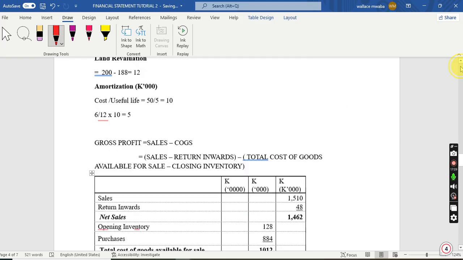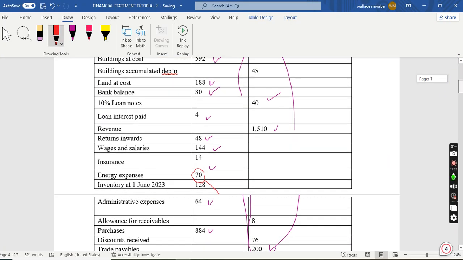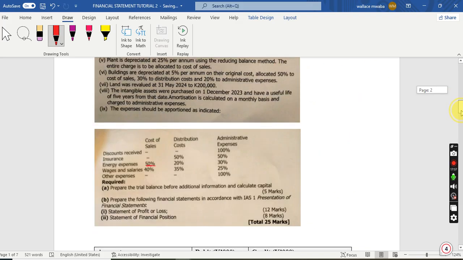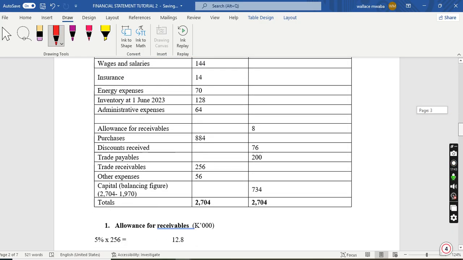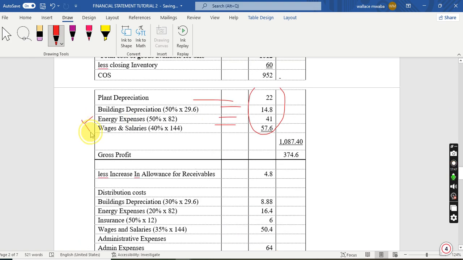Wages and salaries. Let's see. I don't think there was any adjustment for it. This 144,000, they told us 40% of it will be taken to cost of sales. So 40% of this 144,000, which is 57.6, should be added to cost of sales.